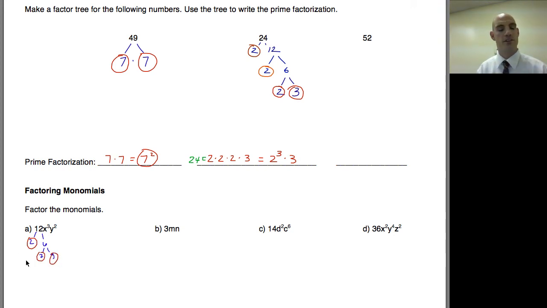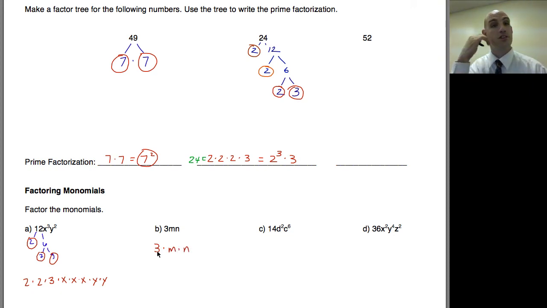So here's how I factor this monomial. 2 times 2 times 3 times, and I have x times x times x, because that's x to the third, times y, because that would be 12x squared, x to the third, y squared. That's all you do. You just expand it out. In B, well, 3 is already prime, so 3 times m times n. That's the prime factorization. You see how that works.